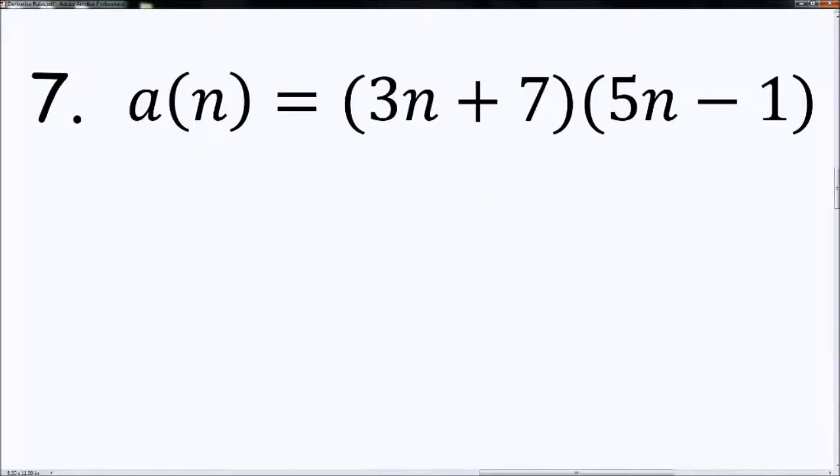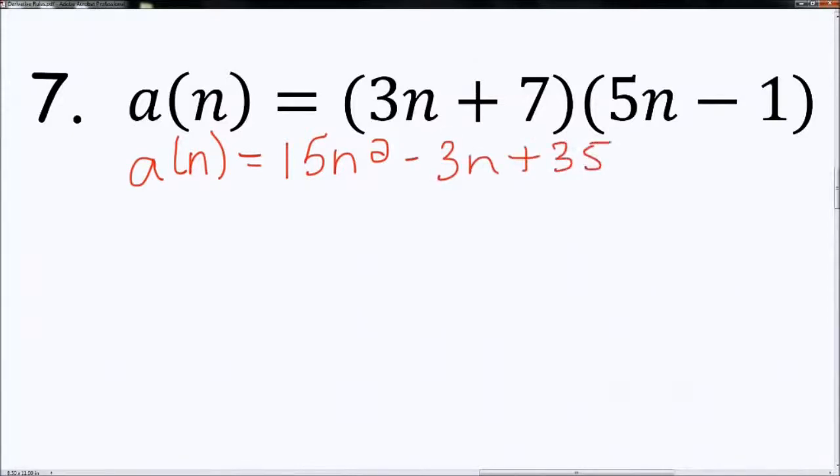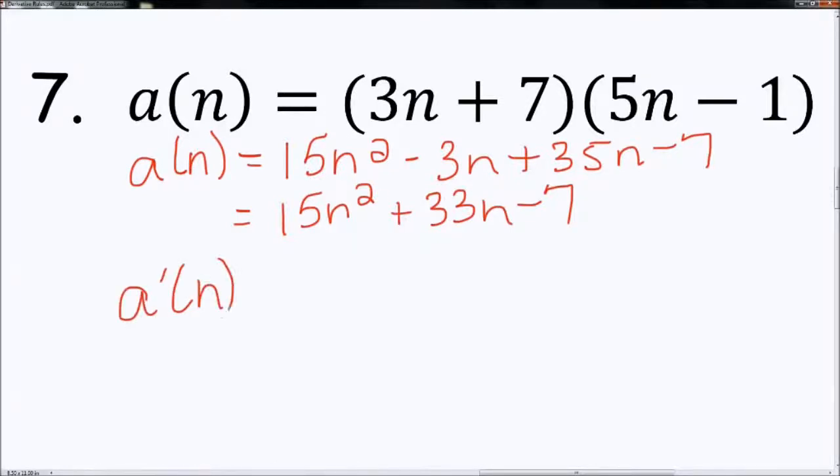Number 7, first I need to fix it. I need to go ahead and multiply. So I have a of n is equal to 3 times 5n, so this will be 15n squared minus 3n plus 35n minus 7, and that would be equal to 15n squared plus 33n minus 7. Now everything is in power form with individual terms, no other multiplication. I can finally take the derivative. So that will give me 30n plus 33.